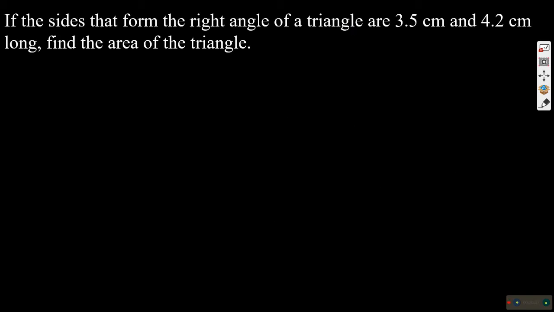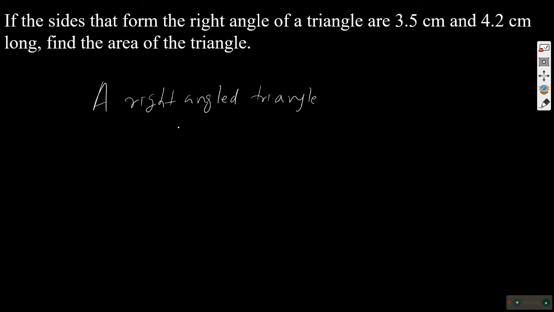Okay, here is a question. If the sides that form right angle of a triangle are 3.5 centimeter and 4.2 centimeter, find the area of the triangle. The question is very simple because both base and height are given. You need to simply apply the formula of area of right angled triangle. Simple application.